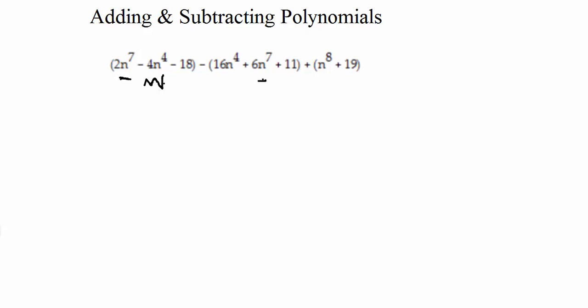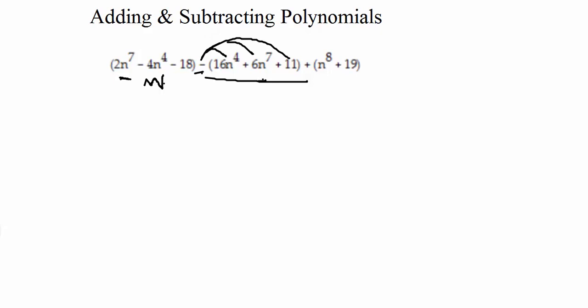Here we have 2n to the 7th minus 4n to the 4th minus 18. And then we're going to subtract away this middle polynomial, and then we're going to add a third one onto it. Before we do anything else with this problem, the first thing we need to do is take care of this subtraction sign right over here. Remember, that subtraction sign is going to follow the distributive property. When we have a minus sitting on the outside of the parentheses, that minus must be distributed to everything on the inside of the polynomial.